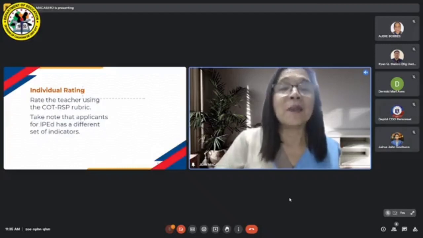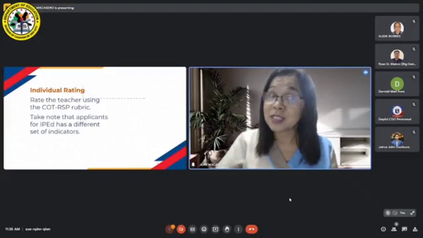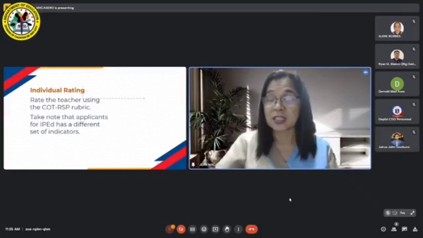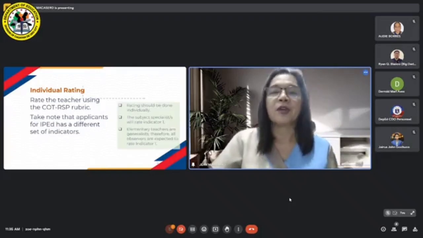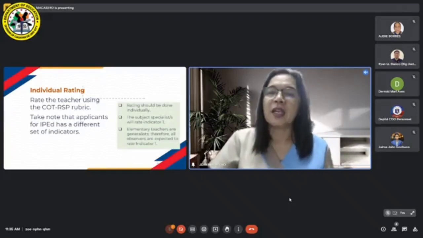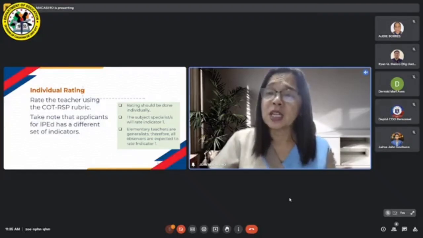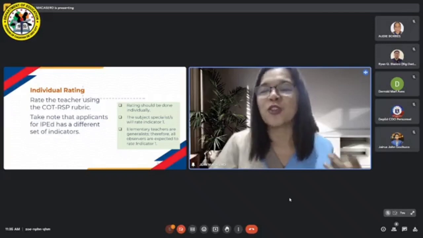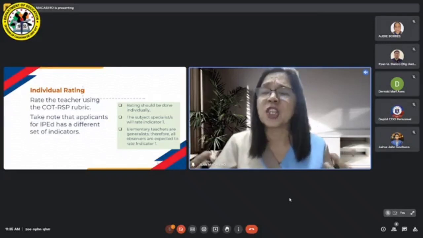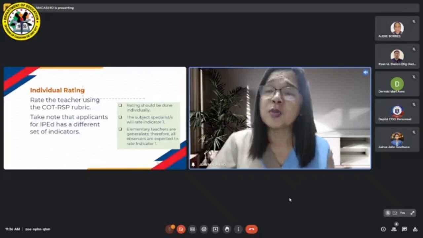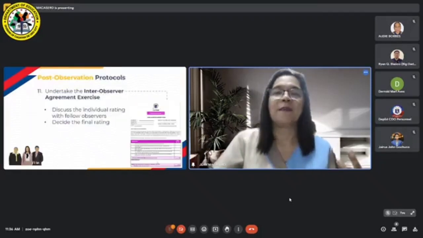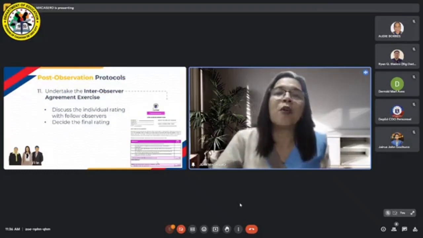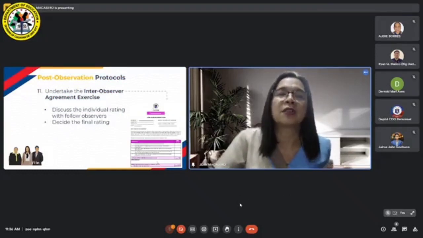Take note that the applicants for iPad has a different set of indicators. I already presented this one. Naalay gamay nga tweak on the indicator, no? Okay. So mora gyapon. Elementary, the subject specialist will rate indicator 1. O katong mga major. Elementary teachers are generalists. Therefore, all observers are expected to rate indicator 1. Sige. So this is the post-observation protocols.